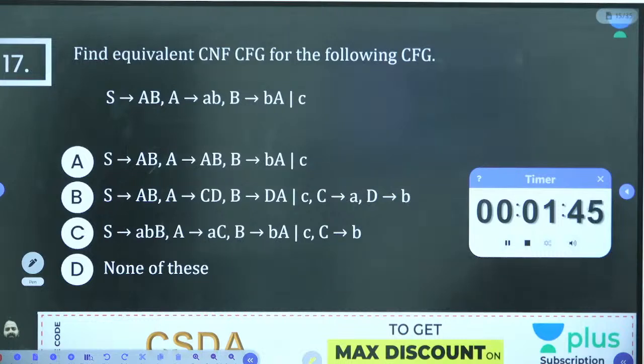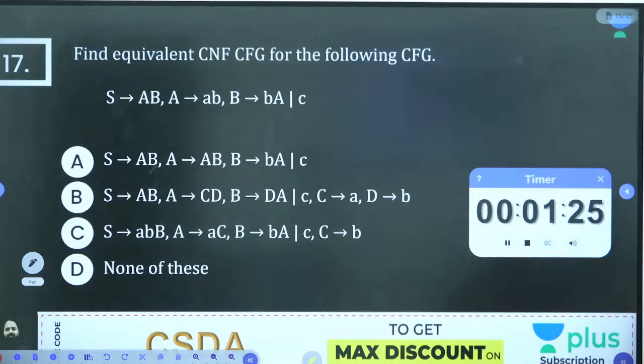This time CNF-CFG. Previous time was GNF-CFG. If any grammar is not CNF, delete blindly. Is there any grammar which is not CNF? Tell me first. Is there any grammar which is not CNF, Chomsky normal form?